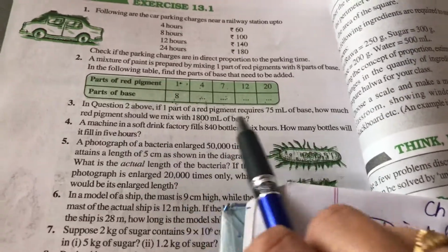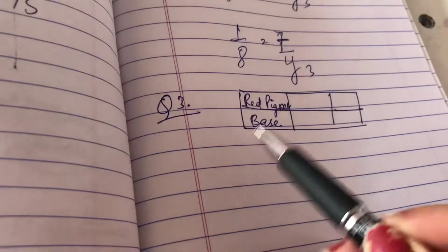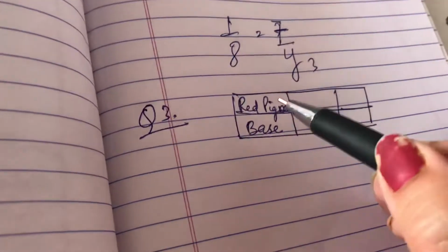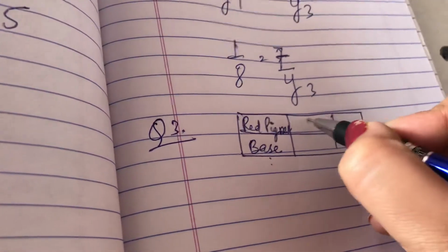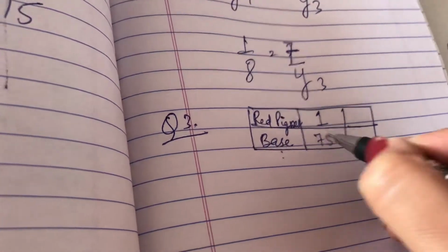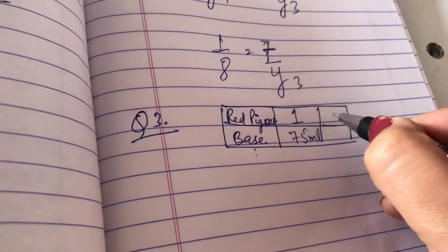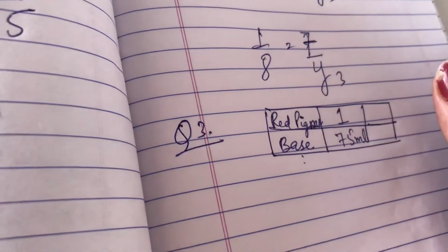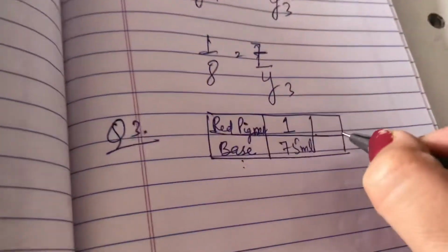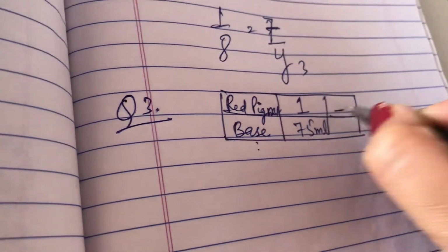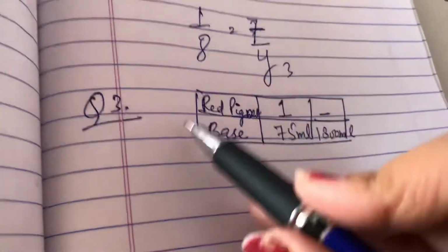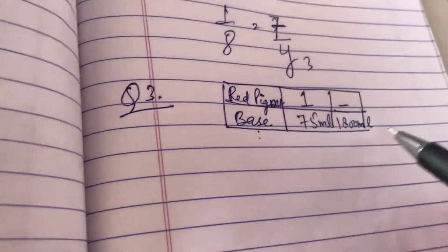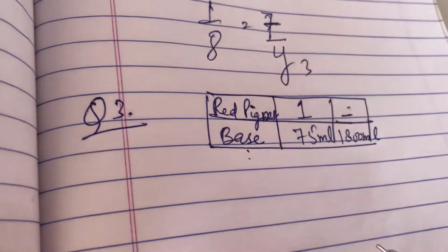Children, when the question is given in this form, like in the word problem, try and make a box like this, make a table. What are the two quantities here? Red pigment and base. If red pigment is 1, base is 75 ml. Now they are saying, how much red pigment should we mix with 1800 ml of base? So with this table, it is clear that this quantity is missing.